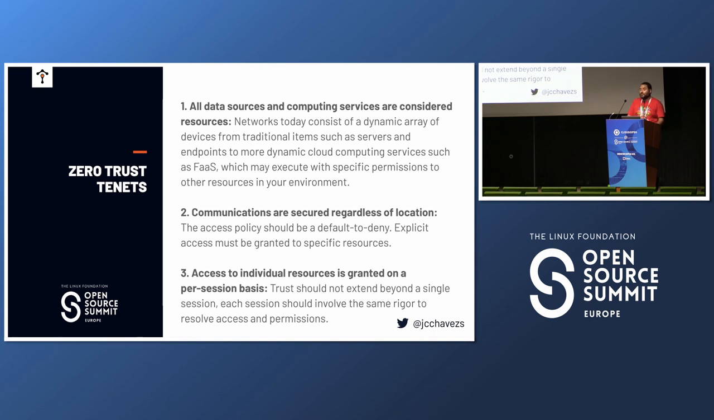Second, communications are secure regardless of location. This is the main shift from perimeter security, right? You have access policies which default to deny, and then you have to grant specific access. Questions like, why am I accepting this request from this other service? Although they are in the same cluster, should I trust them or not? When you have a tenancy model, for example, is this service deployed for this tenant? Should I grant permissions to it? These are new questions that you should ask yourself, and then define the least privilege based on that.